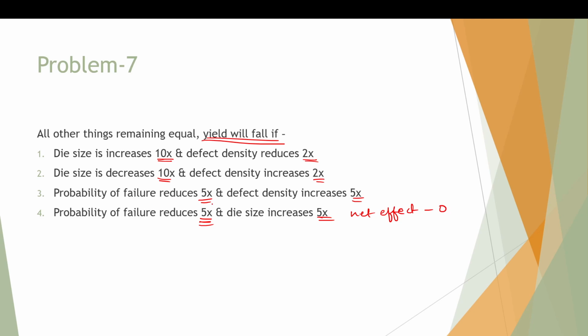Probability of failure reduces 5 times, defect density increases 5 times. So what does that mean? So even though there is a defect, the probability of failure is less, is what this means.